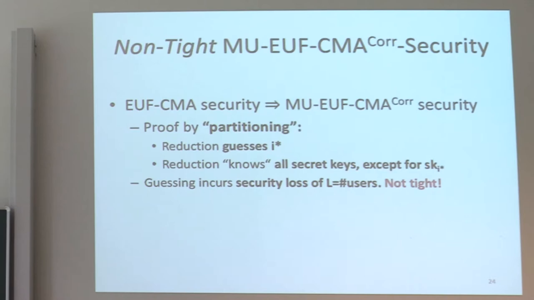But the problem here is that this straightforward textbook reduction is lossy, in the sense that it has a linear security loss in the number of users, so it's not tight.